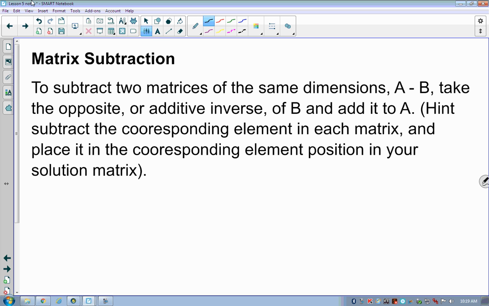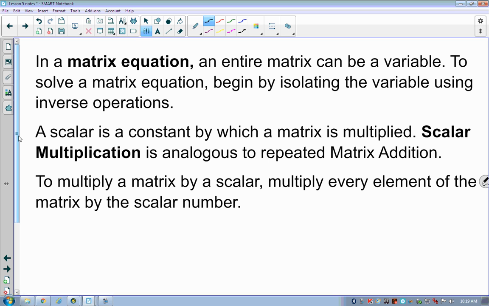So in a matrix equation, okay, we can have matrix equations. An equation might be where we're putting in a variable instead of a matrix. So an entire matrix can be a variable. We can take matrix A times X, where X is a matrix itself. To solve a matrix equation, we begin by isolating the variable using inverse operations. We'll look at some examples of that here in a little bit.